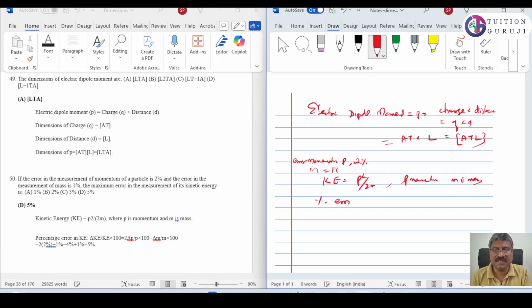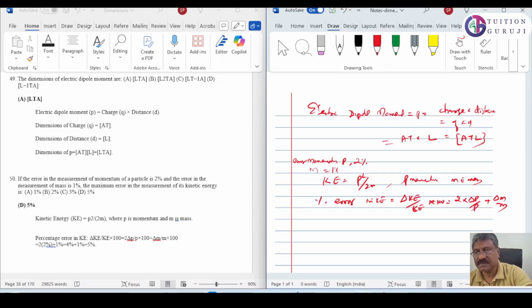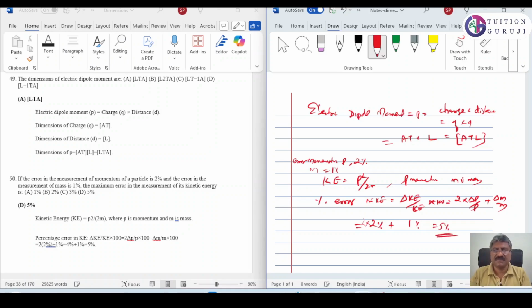So percentage error in kinetic energy is equal to delta KE by KE into 100. It's equal to 2 into delta P by P plus delta m by m. That is, delta P is 2% plus delta m 1%. 2 into 2% plus 1%, this means 5%. The answer.